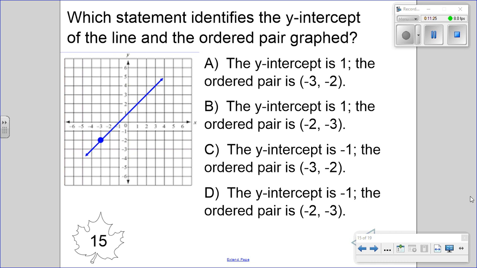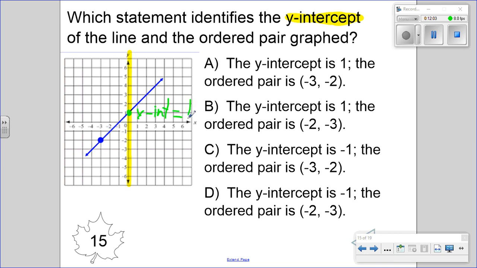Number 15 says, which statement identifies the y-intercept of the line and the ordered pair graph? Remember, the y-intercept is the point where the y-axis and the blue line cross. So I'm going to highlight the y-axis in the picture because it helps me see where the blue line and the y-axis meet. I see that they cross right here at +1. So my y-intercept is going to be +1.